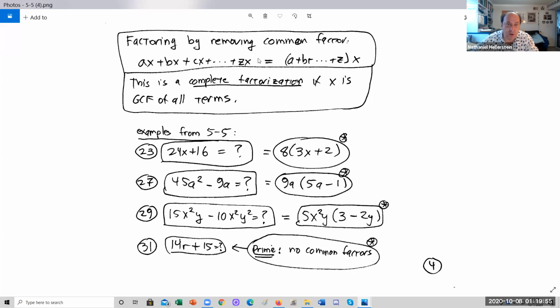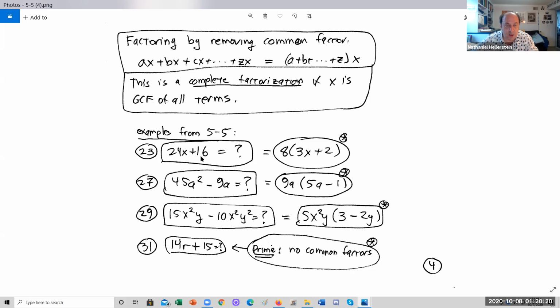We factor by removing a common factor. If you have a whole bunch of terms with a common factor of x, we can pull it out times the sum of the other terms remaining: a plus b plus all the way up to z, times x. This is called a complete factorization if x is the greatest common factor of all terms, so you can't pull any other factors out. So here are some examples.